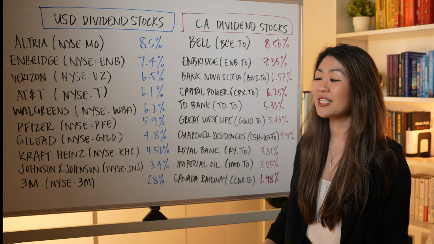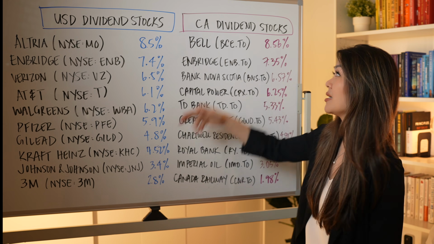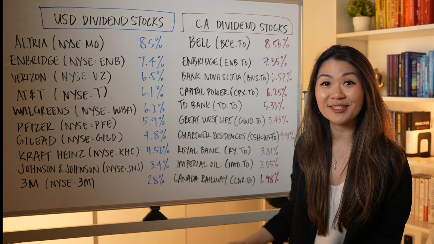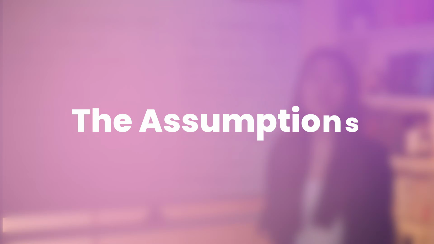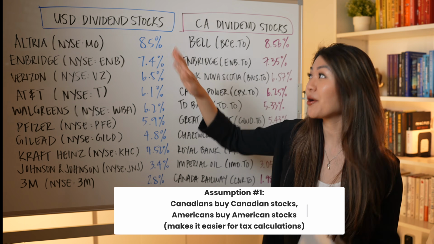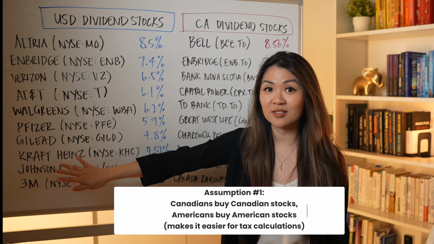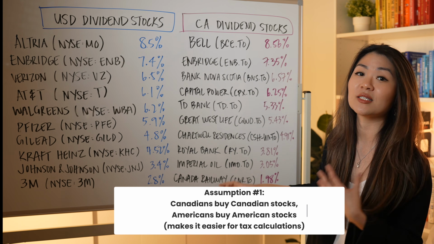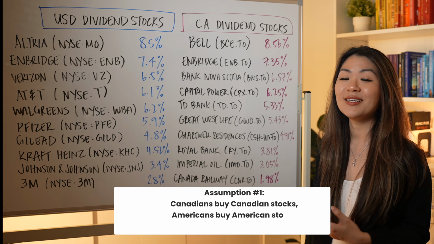So I have a list here of both American blue chip stocks and Canadian blue chip stocks, as well as the dividend yields for these stocks. We are going to make a few assumptions for our calculations. We're going to assume that American people are going to buy American stocks and Canadian people are going to buy Canadian stocks, because I am factoring in tax into the calculations.